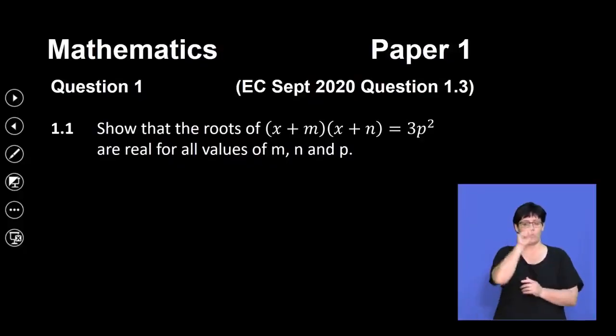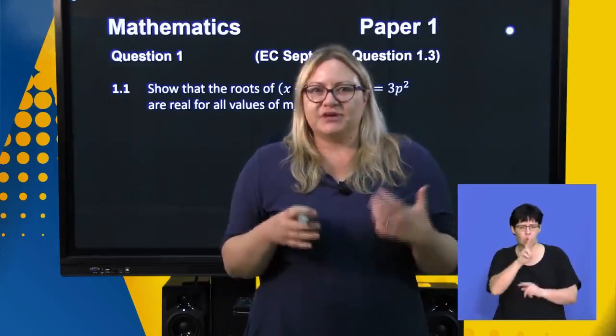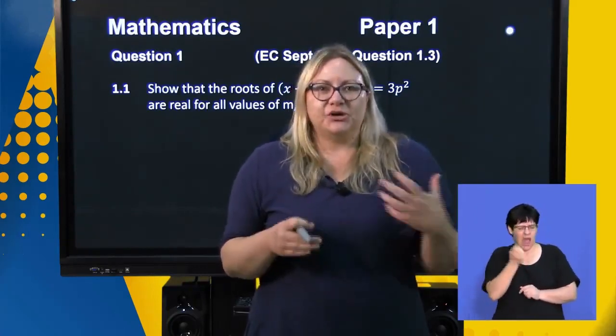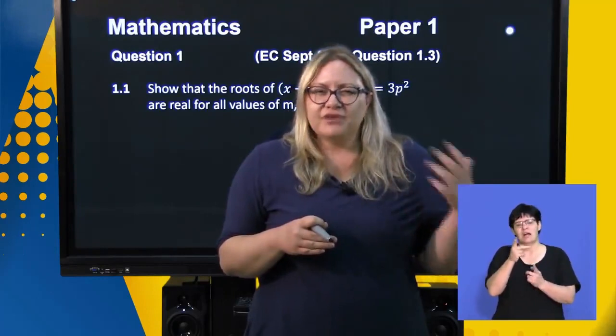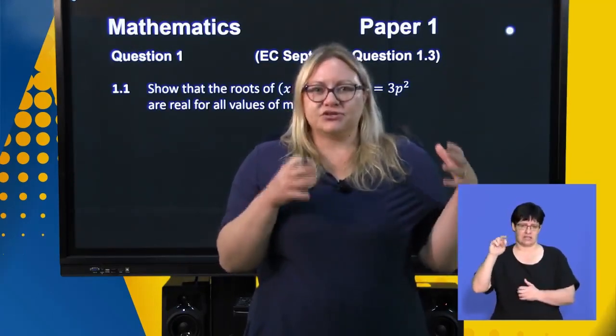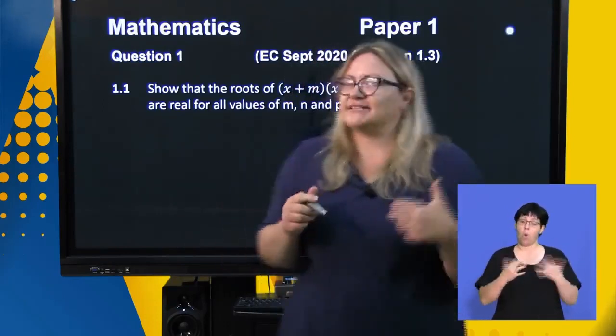Okay, so question 1. Show that the roots of (x plus m) times (x plus n) equals 3p squared are real for all values of m, n, and p. Okay, so this is a question that's asking us to look carefully at the roots and to understand the roots of this equation. Usually, we understand the roots by looking at the discriminant. So really, this is asking us to calculate the discriminant and then to critically look at the discriminant and see whether it is greater than or equal to 0 or whether it is less than 0.